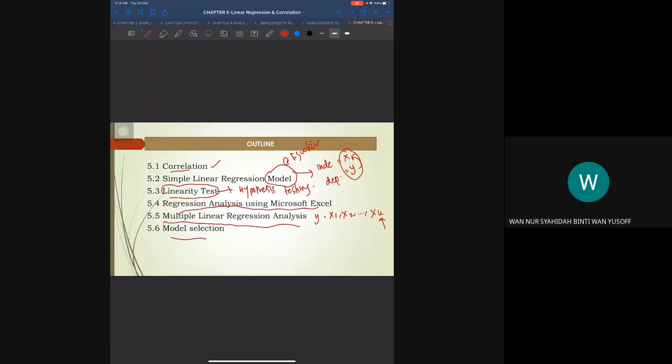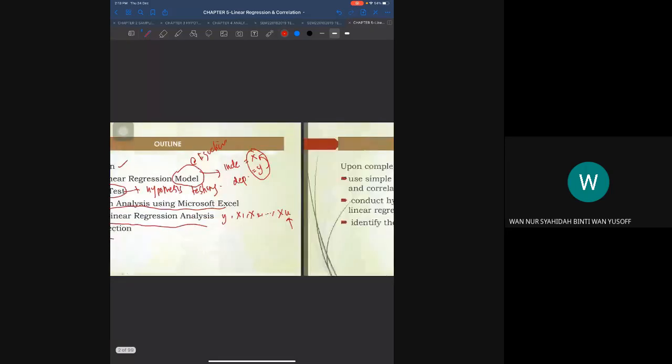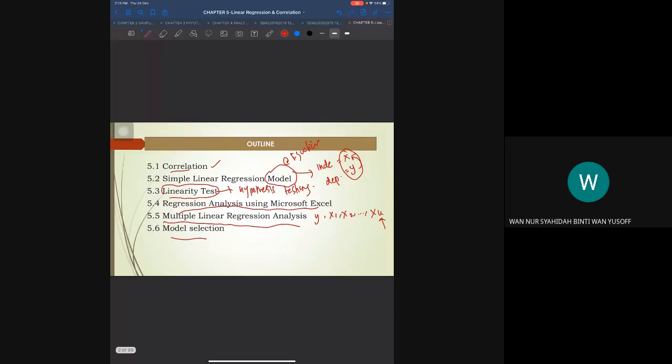For the multiple linear regression analysis, 100% comes from the Excel. There is no manual calculation involved for multiple linear regression analysis. So by hook or by crook, you should be able to read the output, because for multiple linear regression we don't discuss how to calculate manually. We just read from the Microsoft Excel output, so you need to know how to read the output. That's what we call the introduction to chapter 5, the brief idea of what we have in this chapter.